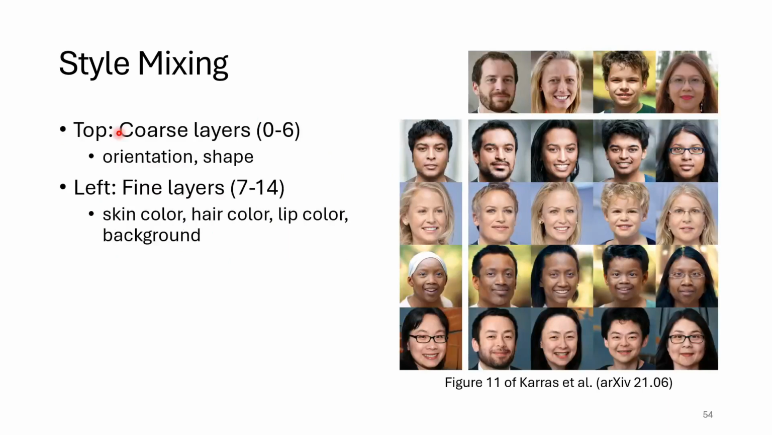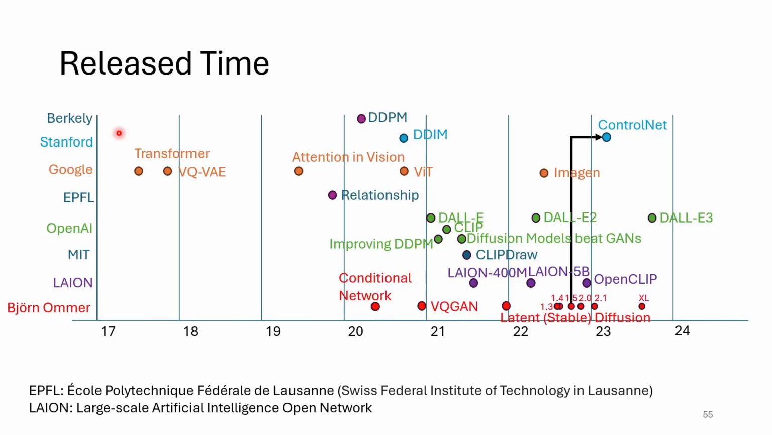Okay, and because StyleGAN V3 is also layer by layer, it can still generate style mixing, just like StyleGAN V1.